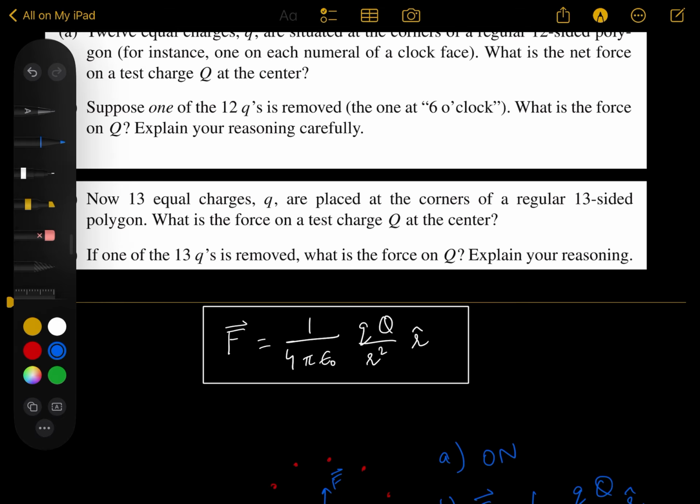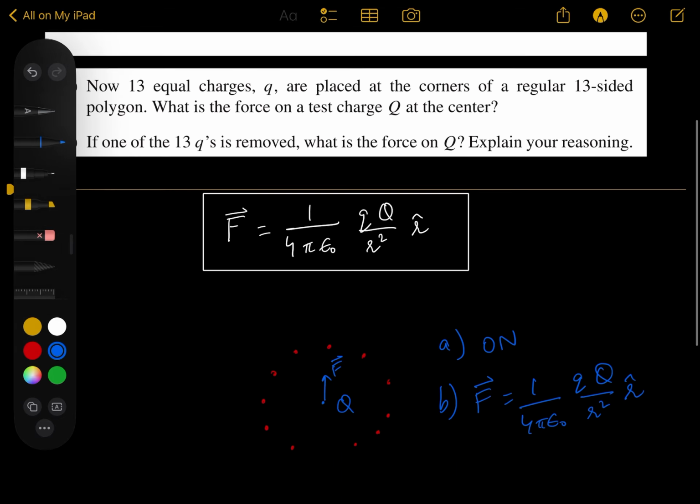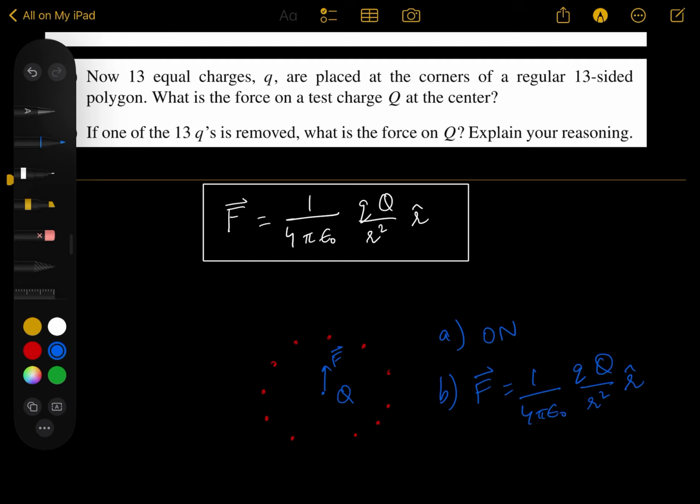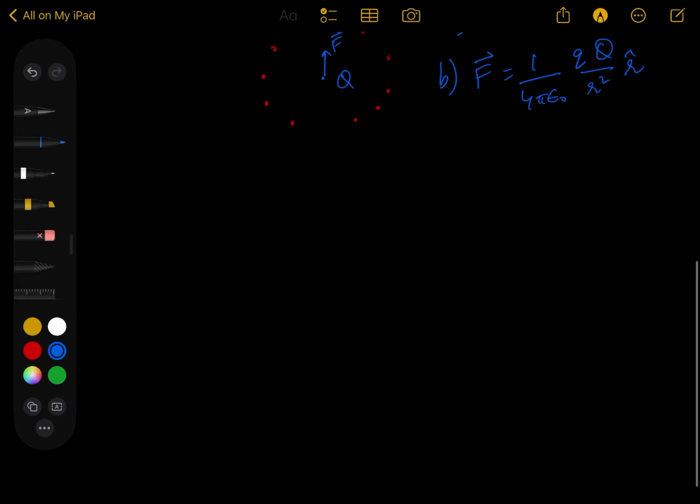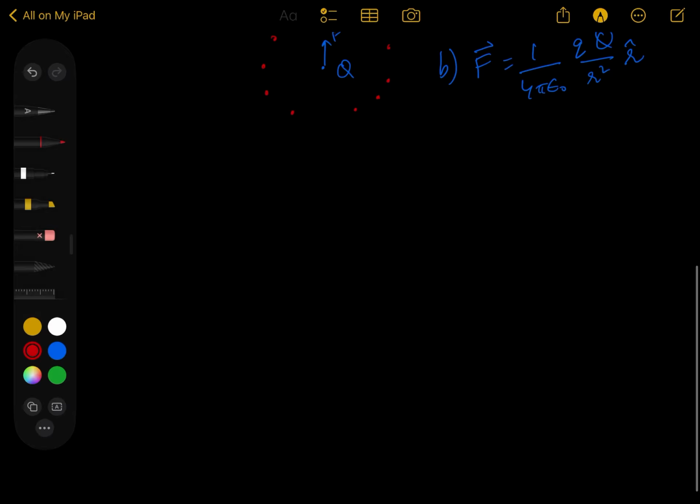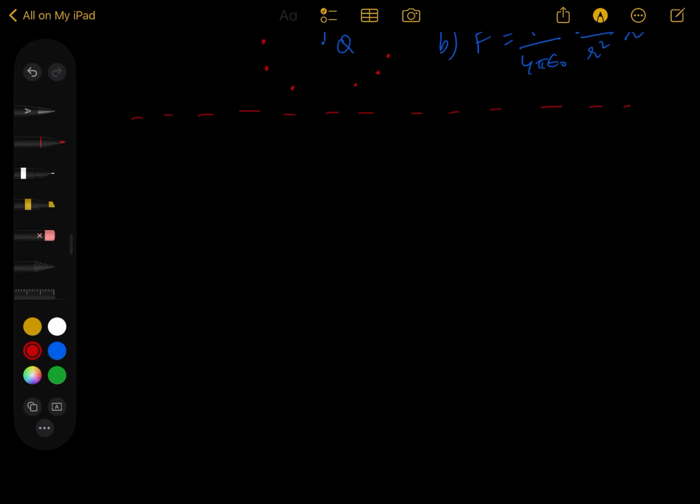Now, say we have 13 equal charges Q placed at the corners of a regular 12-sided polygon. What would the force on the test charge Q be here? Perhaps you're going to think it's 0 again, and you'd be right, but perhaps you're not sure. I wasn't sure when I first did this, and so I did a more mathematically rigorous but slightly convoluted proof, which I'm going to show to you right now. What I'm going to show you is us taking the forces from all the individual charges.